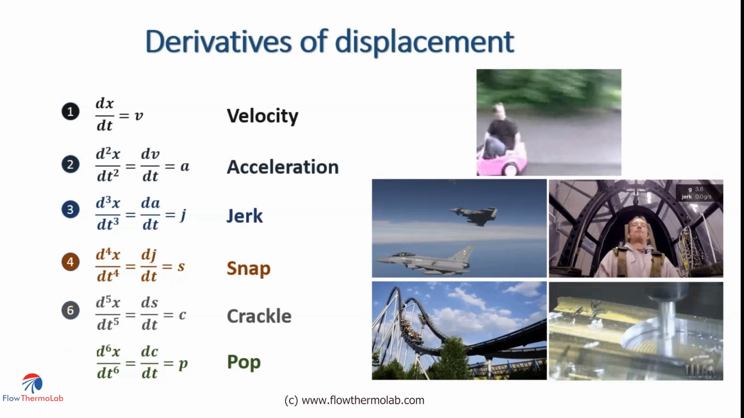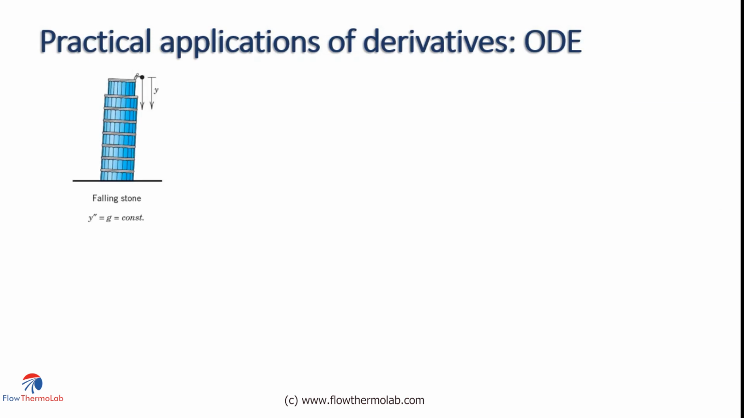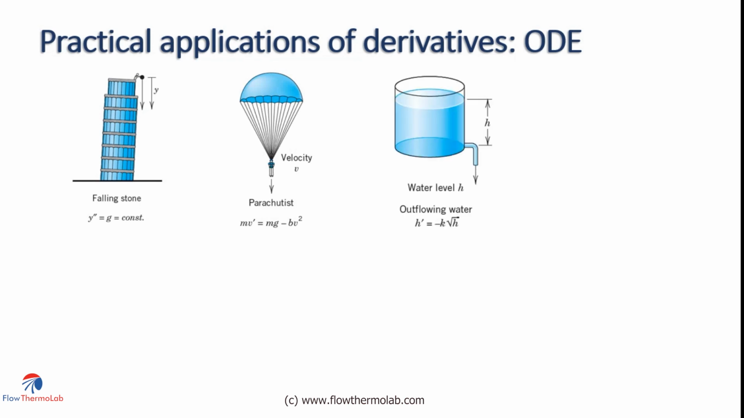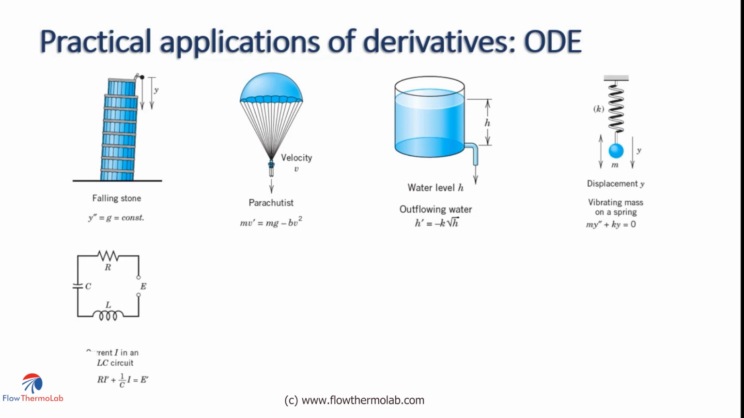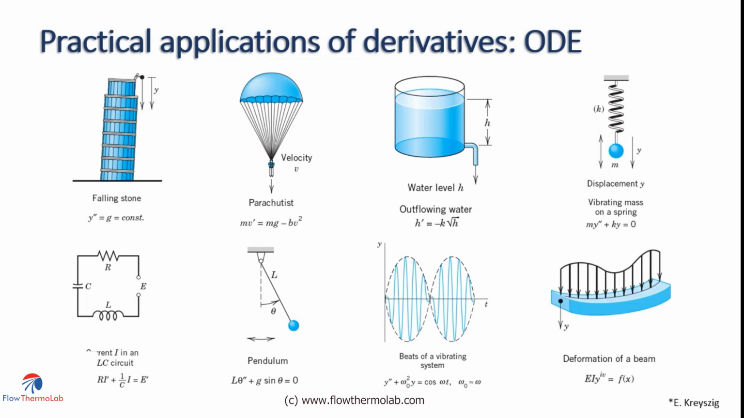Other practical applications of derivatives are in the form of ordinary differential equations or ODEs. For example, we can write the equation for the displacement of a falling stone due to gravity in the form of a differential equation using derivatives. Similarly, the velocity of a parachute, the transient water level of a tank with an outflow, the displacement of a spring mass system, the value of current in an RLC circuit. We can also write the differential equation using derivatives to find the value of theta of a simple pendulum, beats of a vibrating system, the deformation of a beam under some load. So there are tremendous practical applications of derivatives.